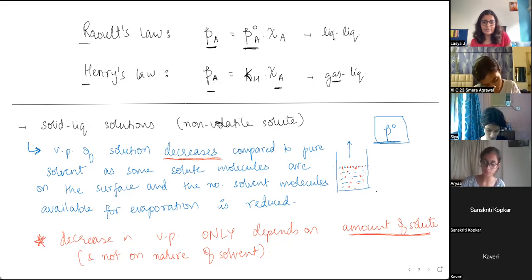So further, there are numericals related to it, like by how much the vapor pressure decreases and all that. So we'll study about this as a part of colligative properties. Because with solid liquid solutions, it's not just the effect on vapor pressure, it also affects the boiling point, melting point, and all of these other things. So we'll study all of them together as a part of colligative properties.